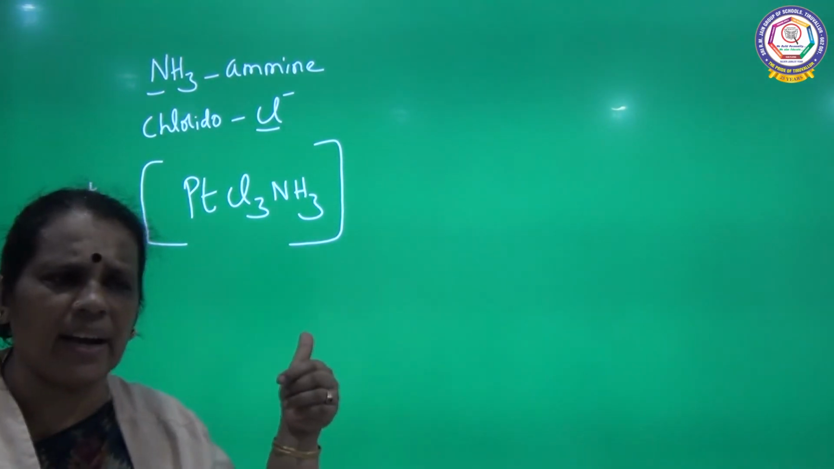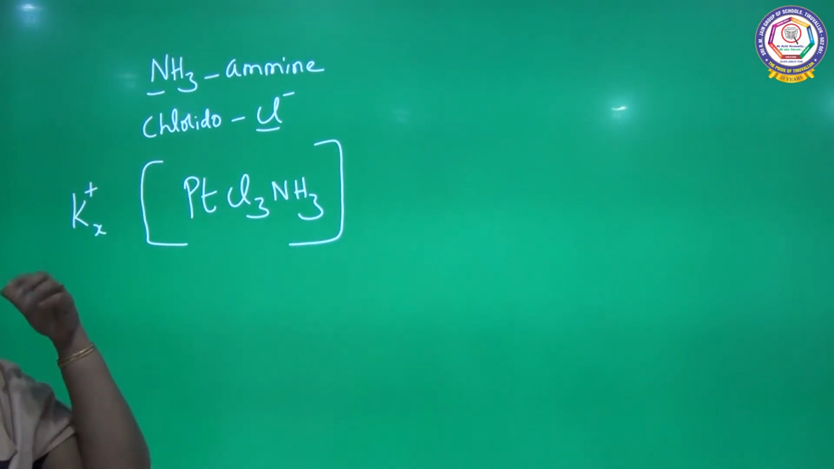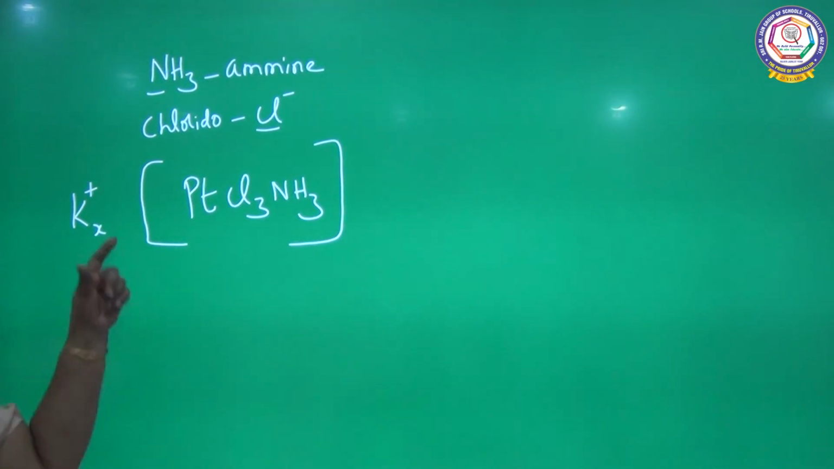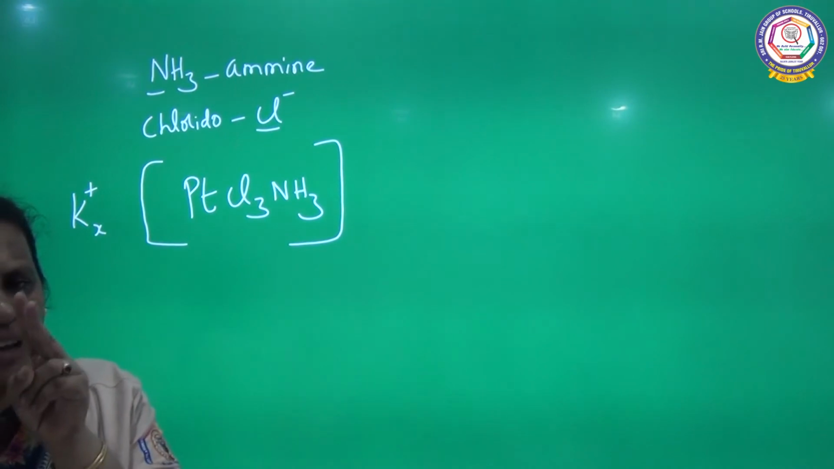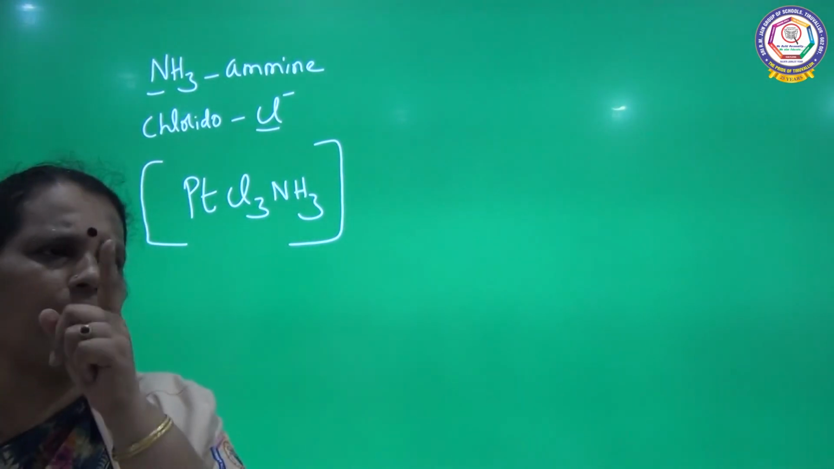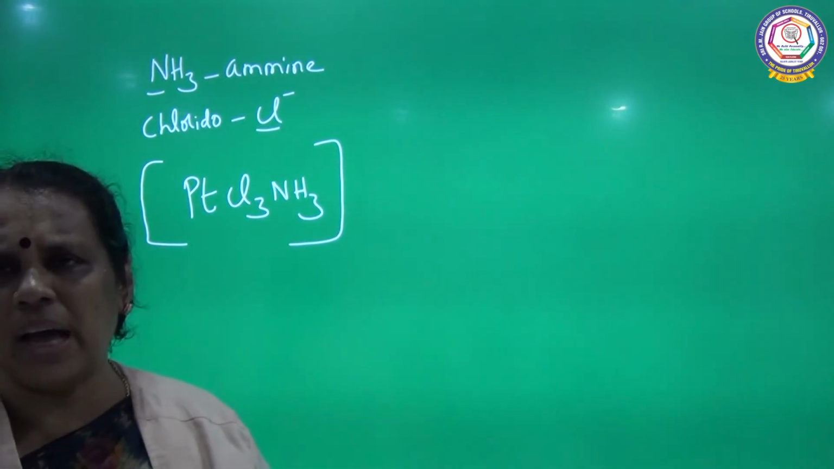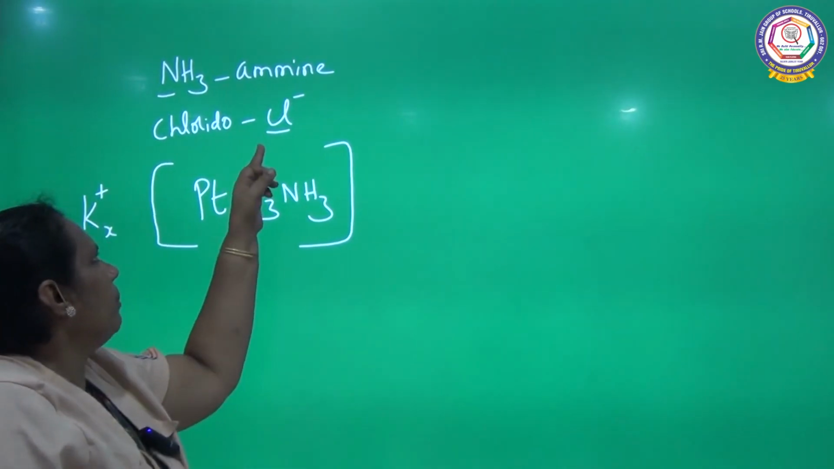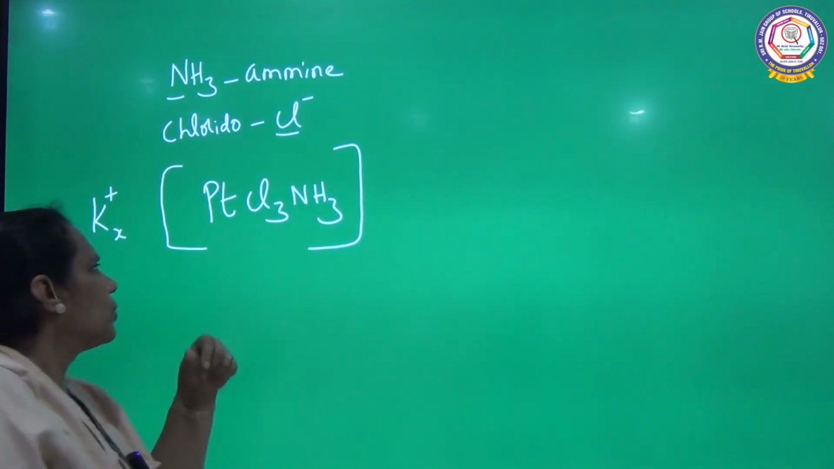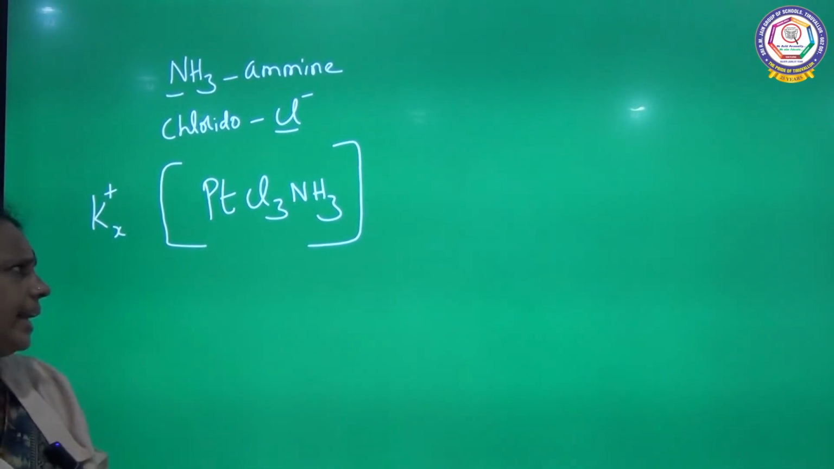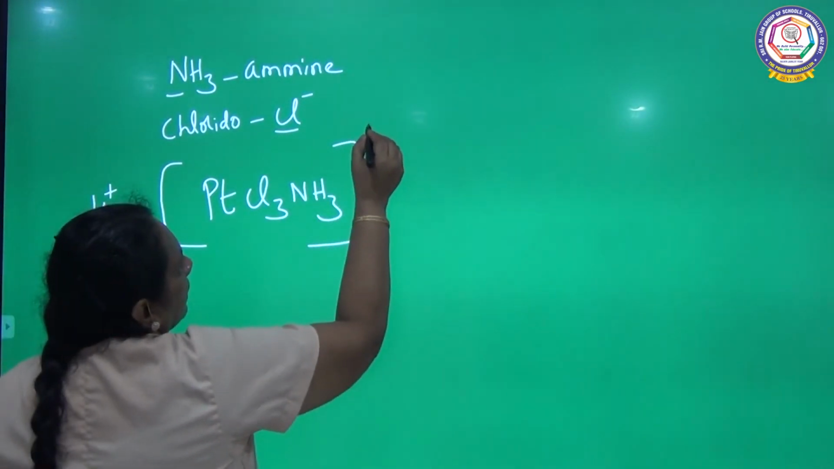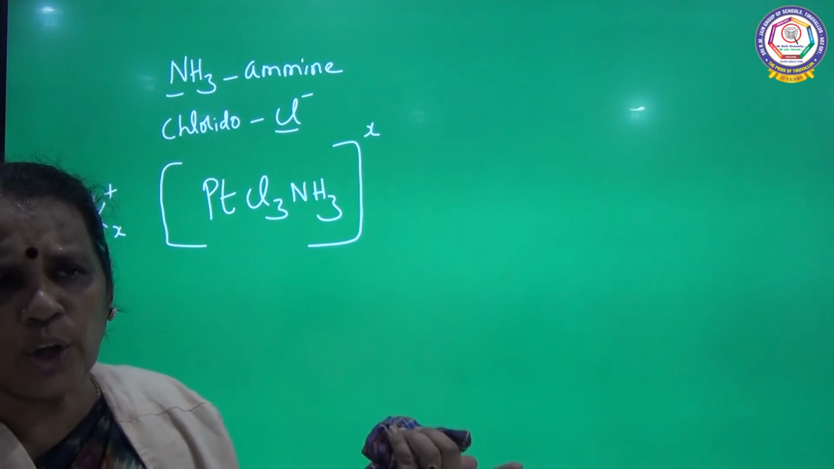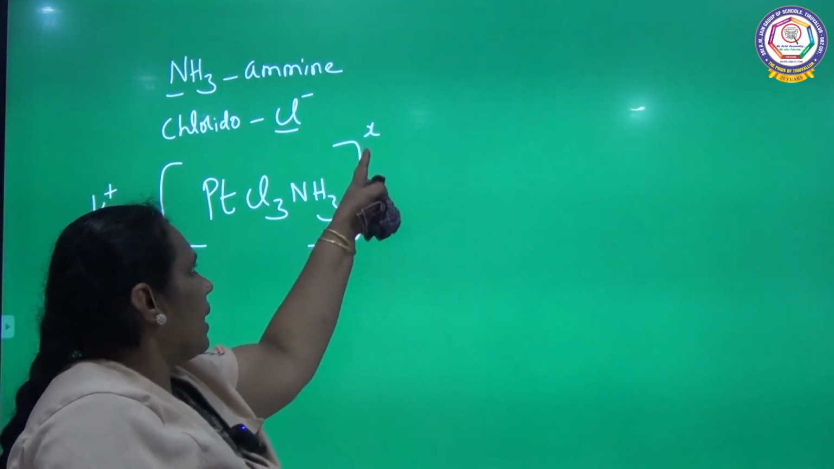Outside the square bracket I have potassium, a positively charged ion, a cation, so the charge is plus. I don't know how many potassium atoms are present, so I am indicating it as x. Inside the square bracket, I have the central metal ion, platinum, and two different ligands: chlorine and ammonia. C comes first, followed by N. So Pt, Cl3, NH3. As I don't know the charge of this coordination entity, I am considering it as x.